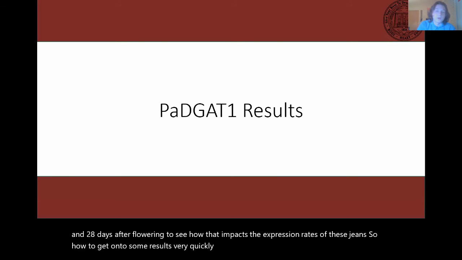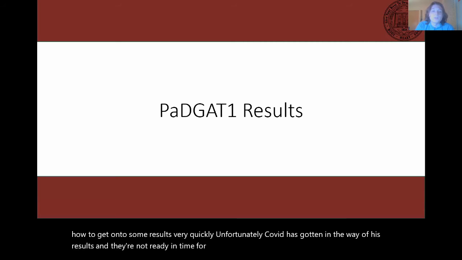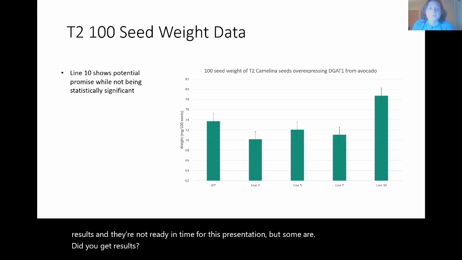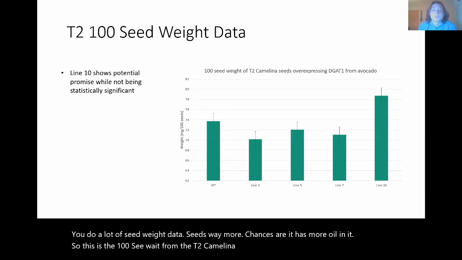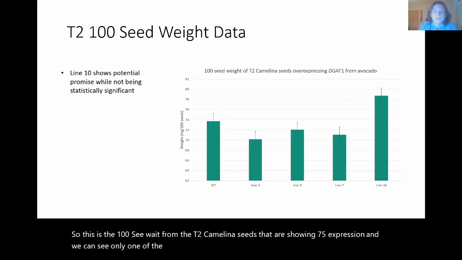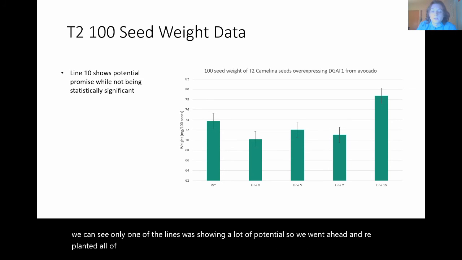Unfortunately, COVID has gotten in the way of a lot of these results, and they're not ready in time for this presentation, but some are. So we'll start with the DGAT results. We do a lot of seed weight data. If the seeds weigh more, chances are it has more oil in it. So this is the 100 seed weight from the T2 Camelina seeds that were showing 75% expression. And we can see only one of the lines was showing a lot of potential.